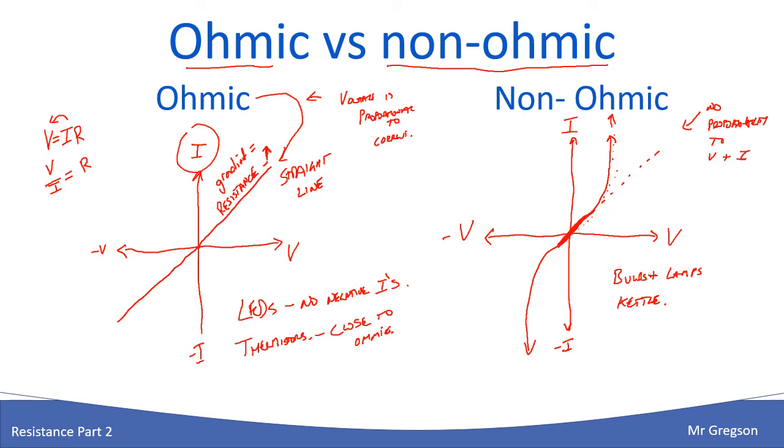So guys, I'm just introducing you to ohmic and non-ohmic. Now that could be anything. You can determine whether a stick is ohmic or non-ohmic. But traditionally we're going to be talking about LEDs and lamps and kettles, things that are more relevant to you.